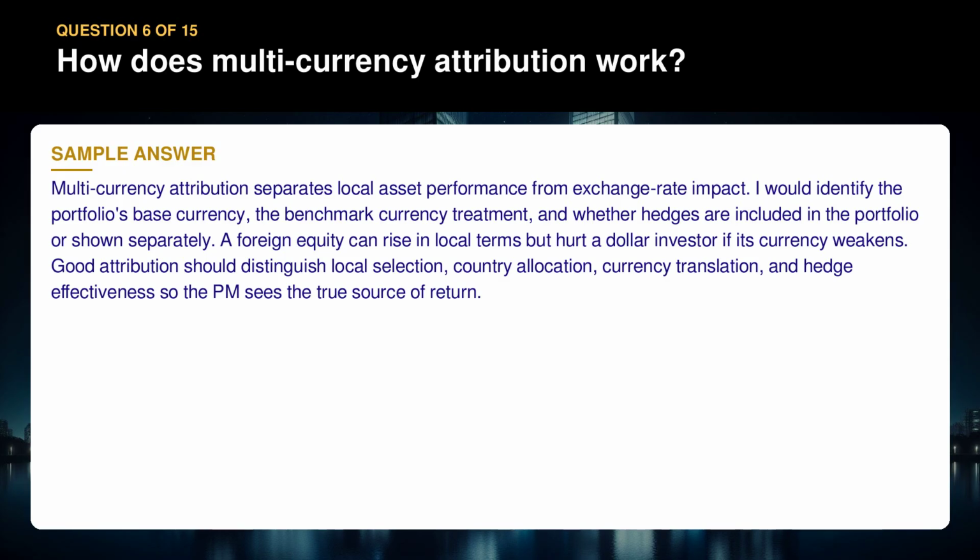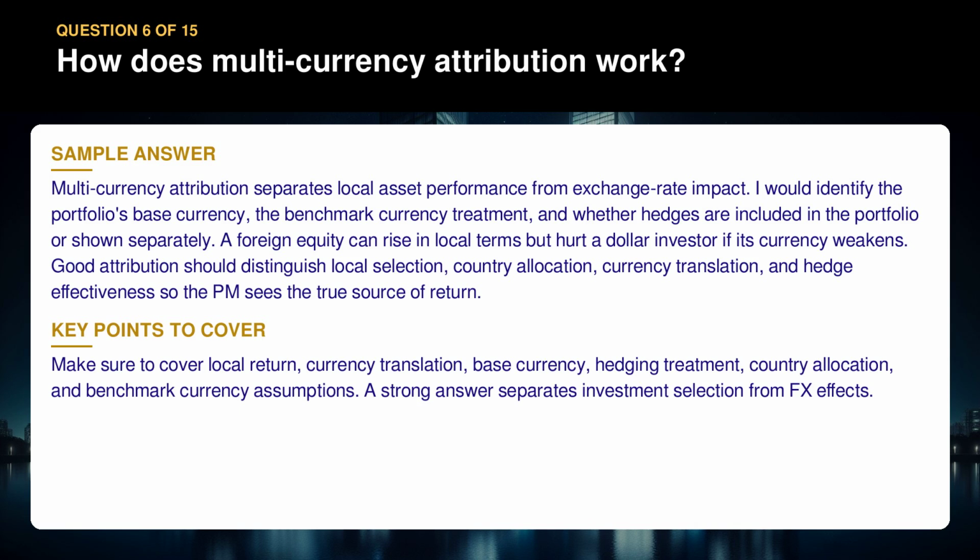Good attribution should distinguish local selection, country allocation, currency translation, and hedge effectiveness so the PM sees the true source of return. Make sure to cover local return, currency translation, base currency, hedging treatment, country allocation, and benchmark currency assumptions. A strong answer separates investment selection from FX effects.